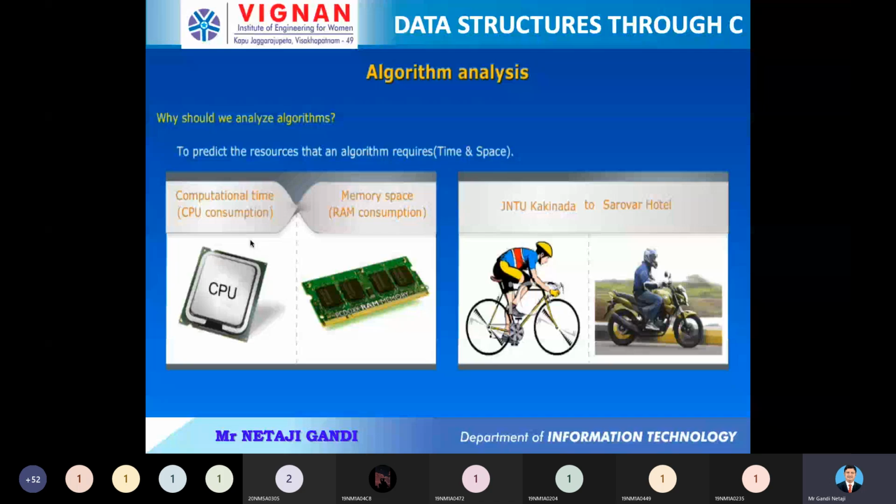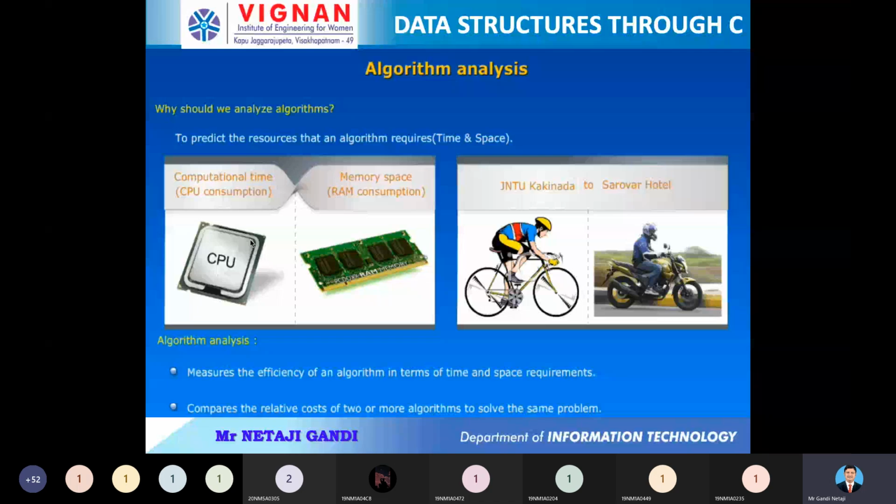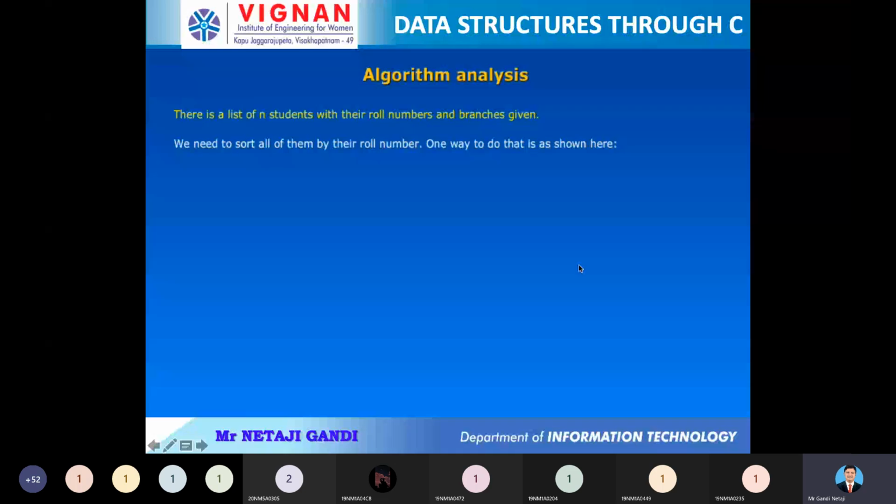Coming to the second one, space complexity. This is how much memory is required in RAM to run your algorithm. How much memory is required, that is the space complexity. What is the speed? You can calculate it using time complexity. Okay, so these are the different types of complexity.